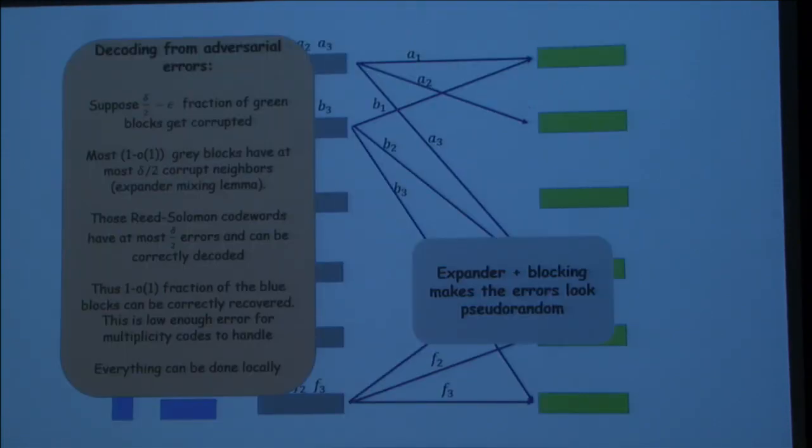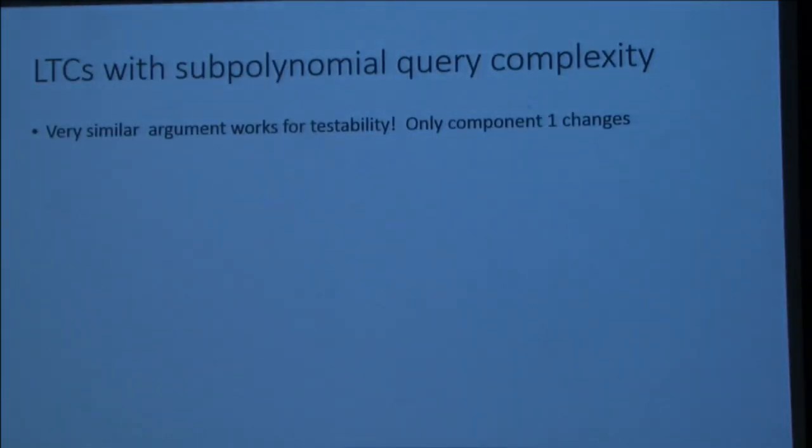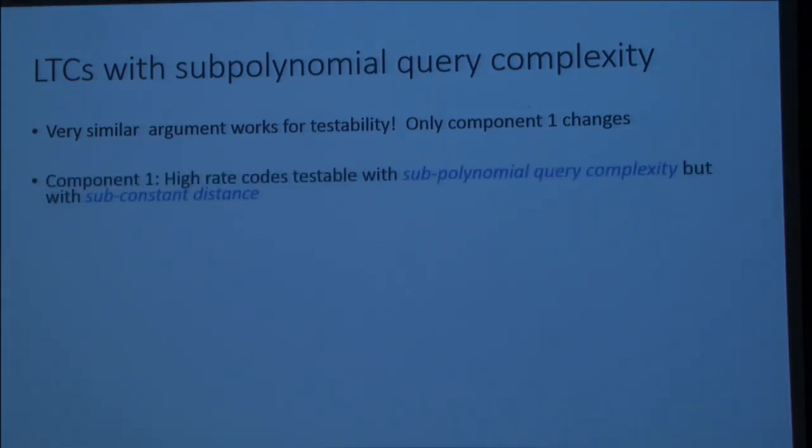Okay. So for LCCs, that basically completes what I wanted to say. LTCs, again, are very simple. Component 1 changes. Here we use multiplicity codes for component 1 of LCCs. Component 1 will change for LTCs, but component 2, this error amplification, is exactly the same. And you just have to check that the testability also doesn't change. The property of being testable is preserved under this operation of blocking, etc.